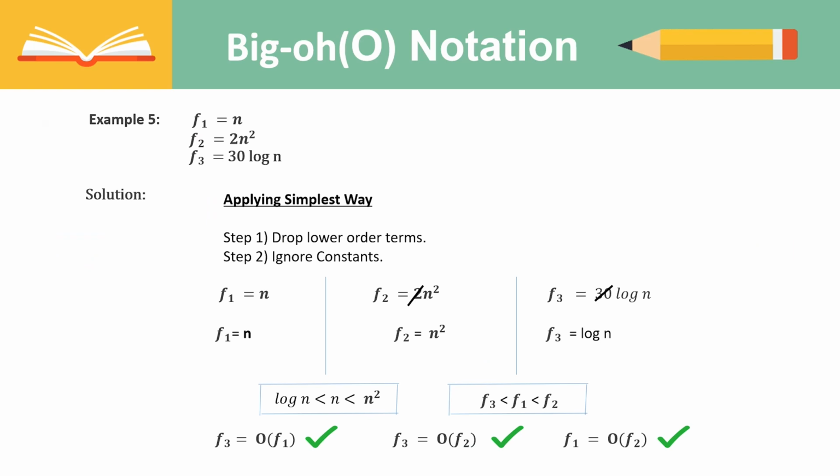By getting these values of f1, f2 and f3, we can say log n is smaller than n and n is smaller than n square. In the same way, we can also say f3 is smaller than f1 and f1 is smaller than f2. By these relations, we can say f3 is equal to big O of f1 because f3 is smaller than f1. f3 is equal to big O of f2 because f3 is smaller than f2. f1 is equal to big O of f2 because f1 is smaller than f2.